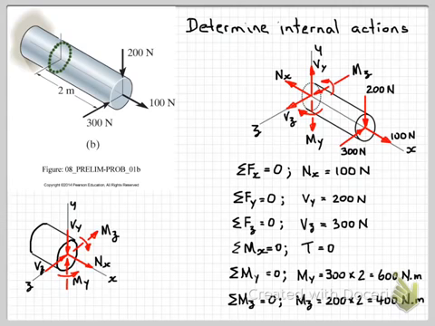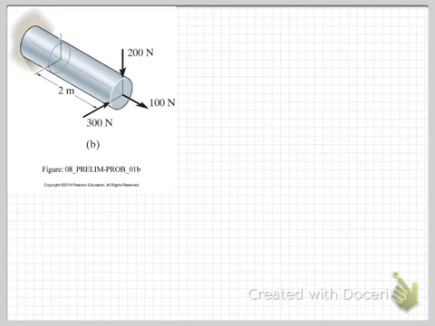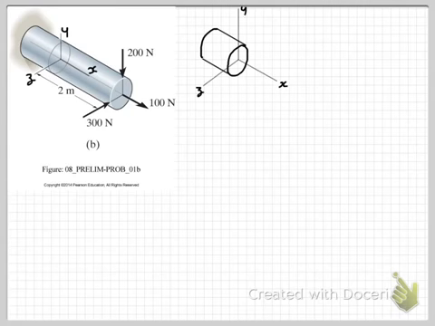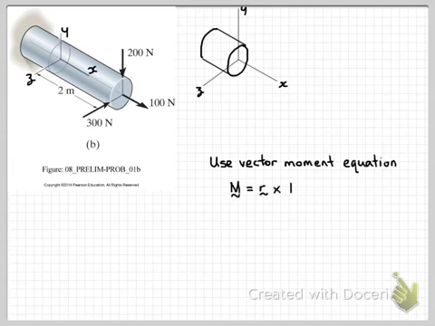Okay, so next I'll show you an alternative method to get directly to the internal actions on this cross-section using the vector moment equation. So if we draw our cross-section again, and we write out our vector moment equation, which is M equals r cross F. The vector r is the distance from the point where we want to calculate moments to where the force is applied.